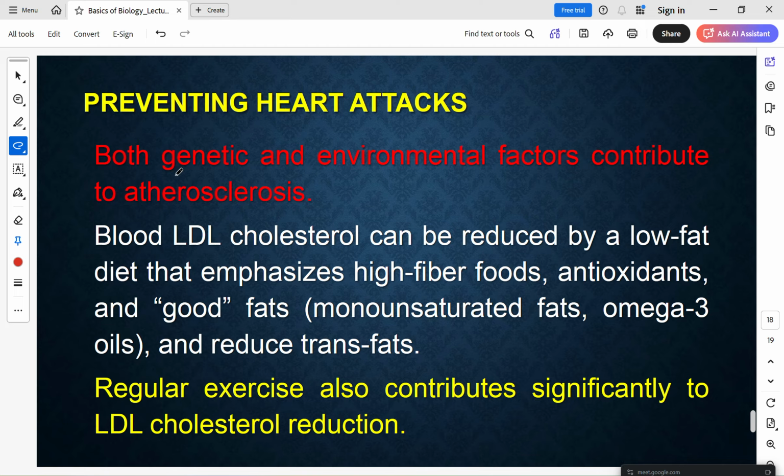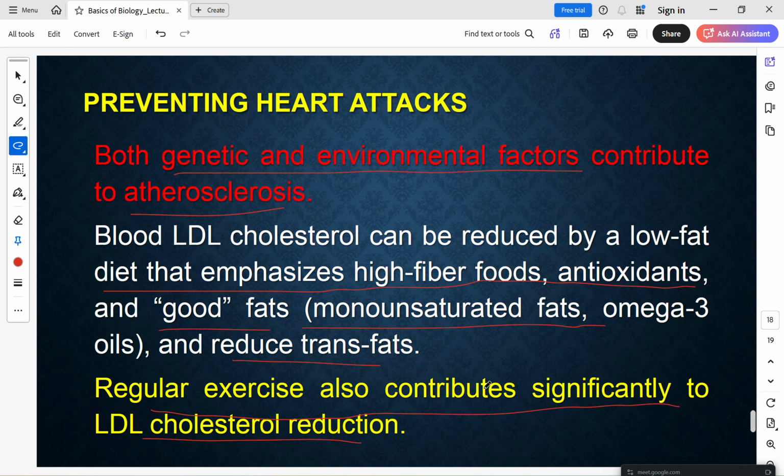Heart attacks can come out of genetic and environmental factors. Both of these also trigger atherosclerosis. LDL can be reduced by a low fat diet, which emphasizes high fiber food, antioxidants, good fats, which are usually monounsaturated fats, omega 3 oils, and reduced trans fats. So in general, saturated fats come in LDL, whereas monounsaturated fats come in the HDL fraction. Regular exercise also contributes significantly to LDL cholesterol reduction.